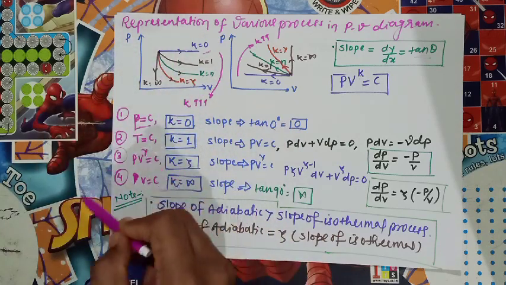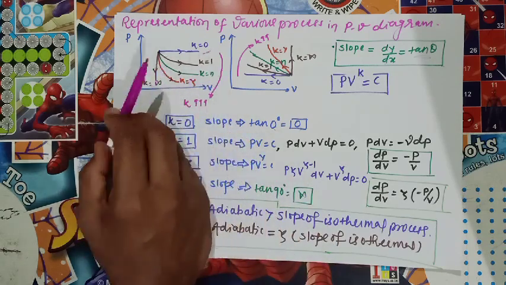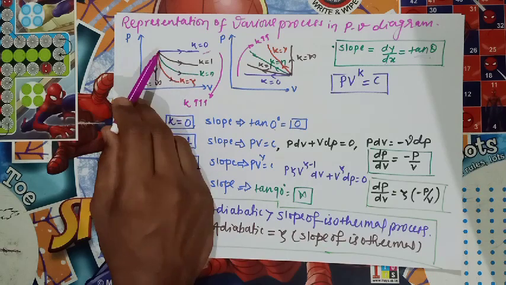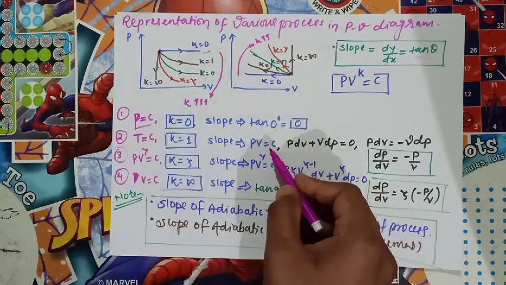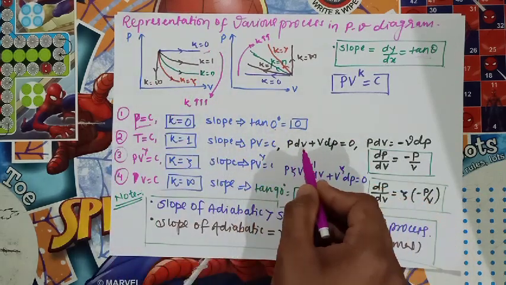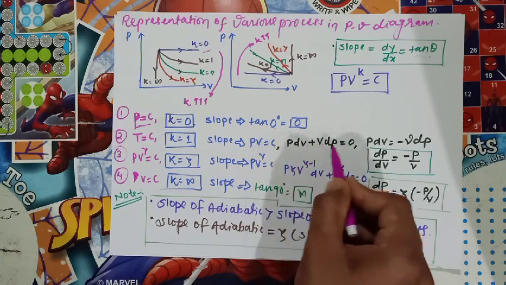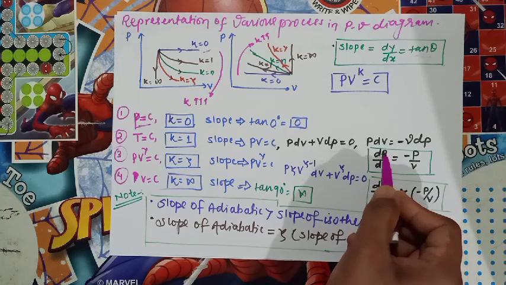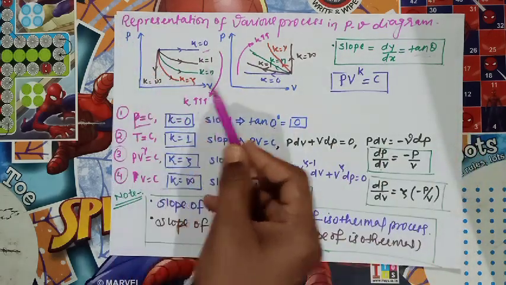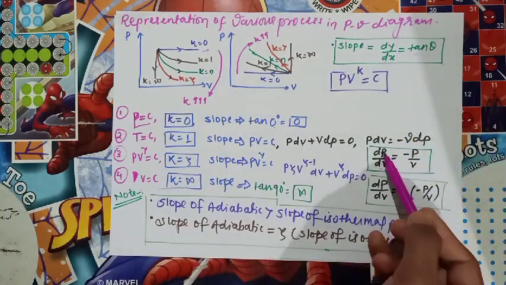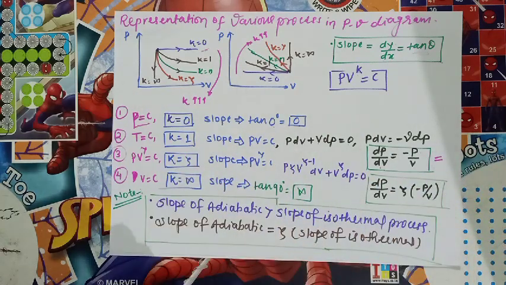The second one is temperature equal to constant. So for slope, we see PV equal to constant. This is the isothermal line. Here we cannot conclude using an angle, so we will simply differentiate it. If we differentiate it, we have P times d of V plus V times d of P, and the constant term will be 0. So here we will have dP by dV, which means dy by dx. Here y is P and x is V, so dP by dV is equal to minus P by V. So this is the slope for the isothermal.